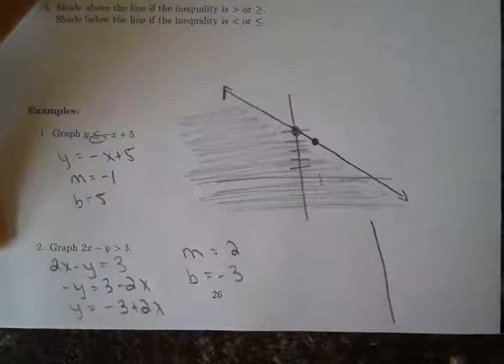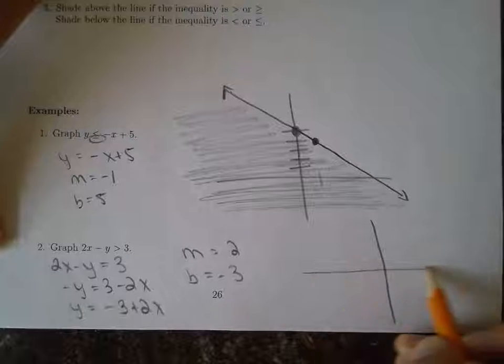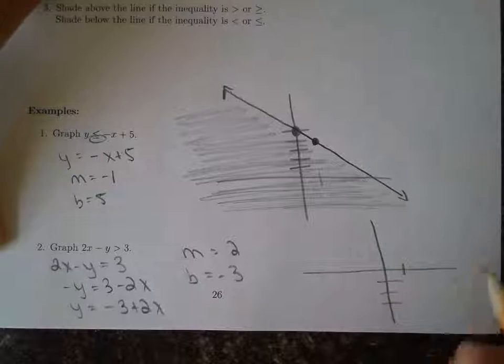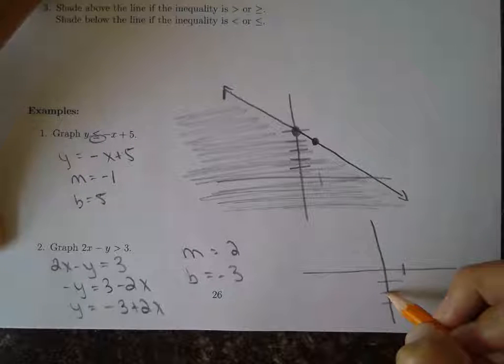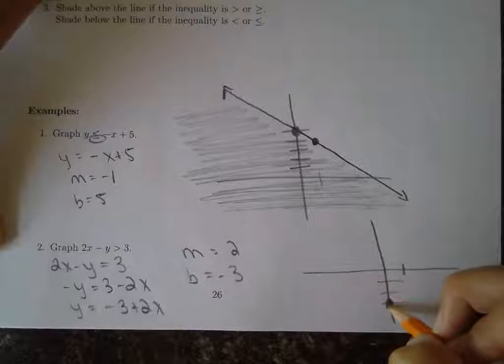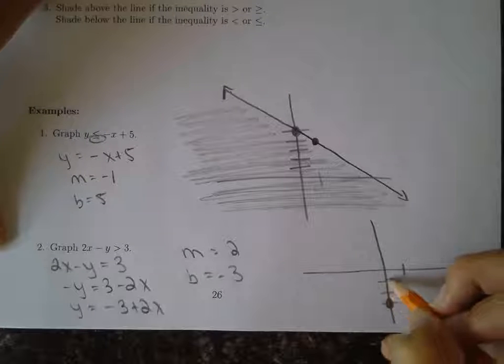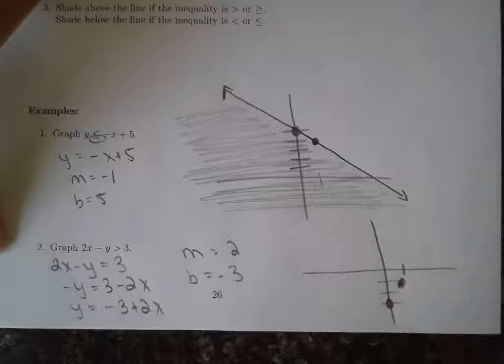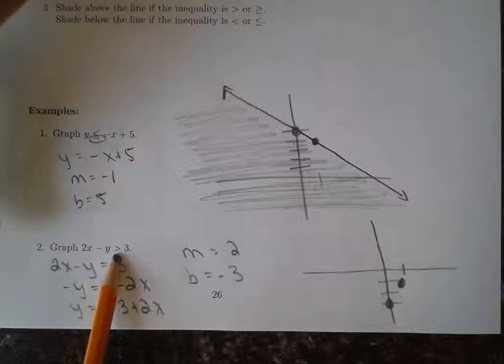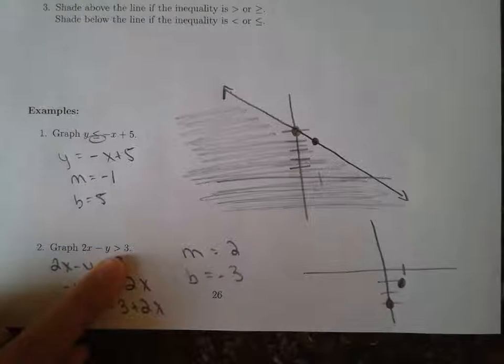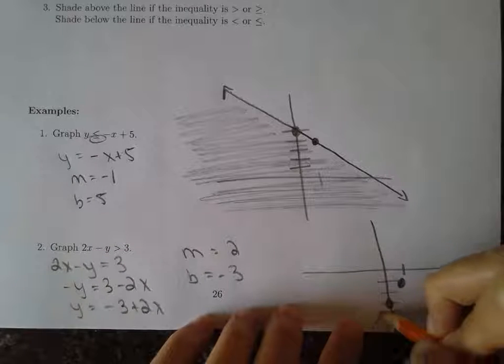This picture is going to be a little smaller. So we go down 3. There's our y-intercept. Slope is 2, so up 2 over 1. Now we need to look and see if this is solid or dotted. You don't have the or equal to, so this is going to be dotted.